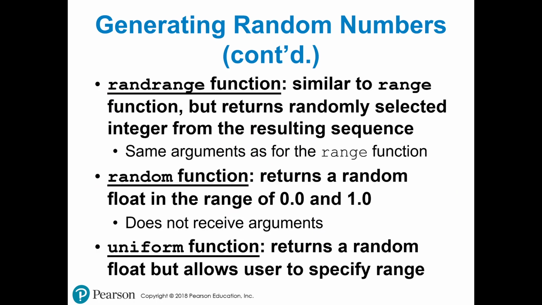So there are some other functions for doing these things. There's a randrange function that returns a randomly selected integer from the resulting sequence. It generates a sequence similar to range; in fact, it has the same arguments as range. It's going to generate that sequence, and then pick a random number from that sequence. There's the random function, which is not the randint function, and that is going to return a random float between 0 and 1. That one doesn't have any arguments. It just returns a float between 0 and 1. There is the uniform function, which also returns a random float, but allows the user to specify a range.